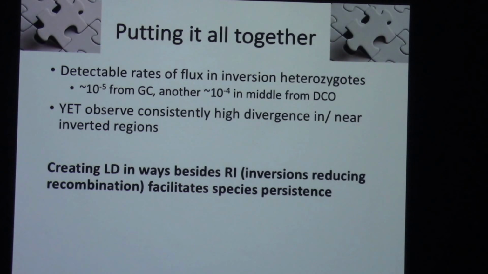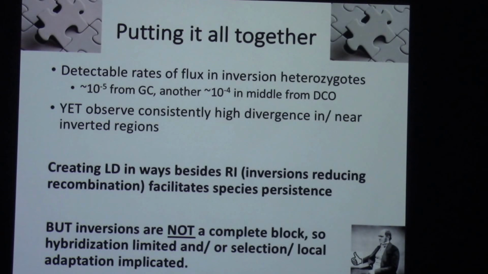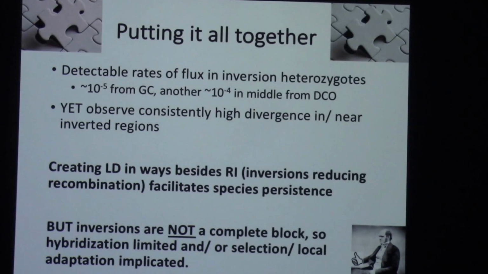So coming back to that big question, it does seem that creating LD in ways besides reproductive isolation, in this case using inversions, is facilitating species persistence, but that is not the only thing that's going on there. These inversions are not a complete block. So either hybridization is limited, which we actually know to be true in pseudoobscura, or selection or local adaptation is implicated, in the sense that some things, although they get to the other type, are then selected out once they get there. So this is what we've been continuing to work on.